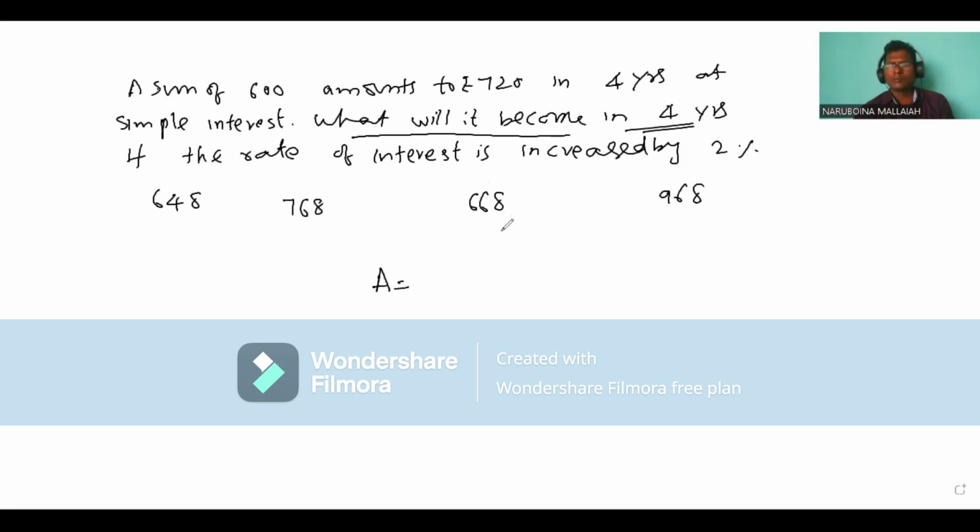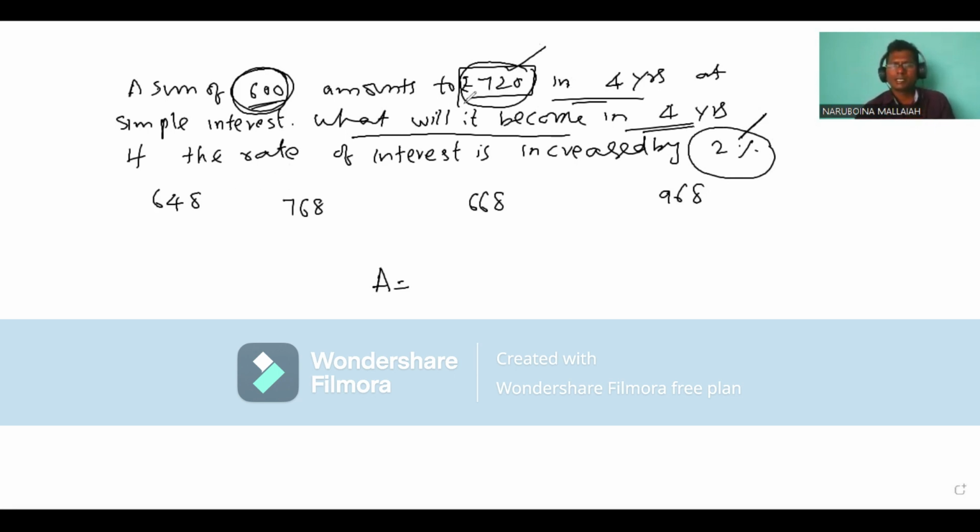Amount will be more than principal. Right? So here, in 4 years, this 600 is the principal. This 600 becomes 720 in 4 years. Right? This will be the amount, 720 in 4 years. There will be just a 2% increase in the rate of interest. That means the answer must be more than 720 and very close to 720.